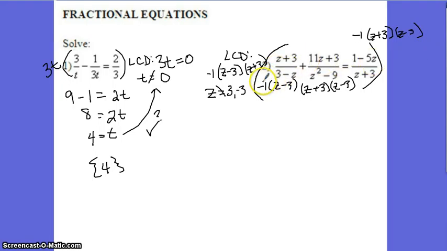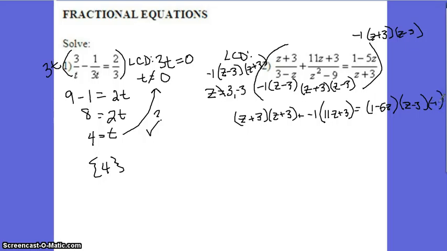So for this first fraction, the negative 1 and the z minus 3 will cancel. So we would take our z plus 3, our numerator, times what's left over, which would be z plus 3. The second fraction, the only thing that does not cancel is the negative 1. So we will take that times the numerator. And for our third fraction, what doesn't cancel is z minus 3 and the negative 1. So we're going to multiply all of those together.